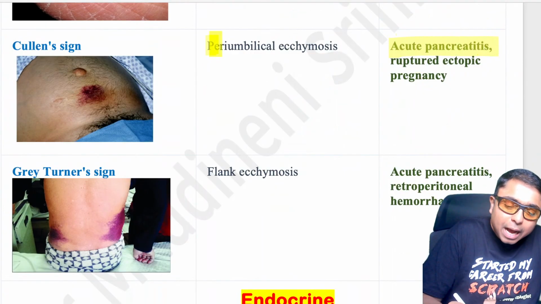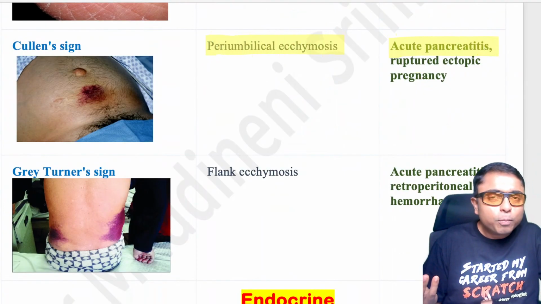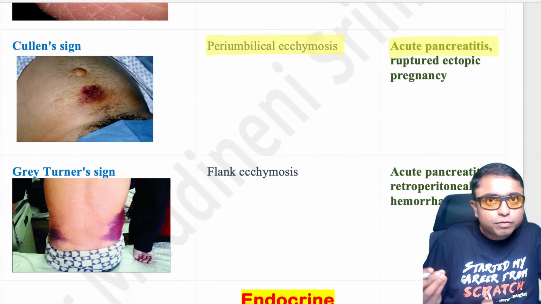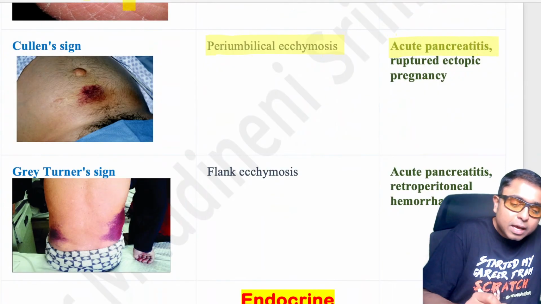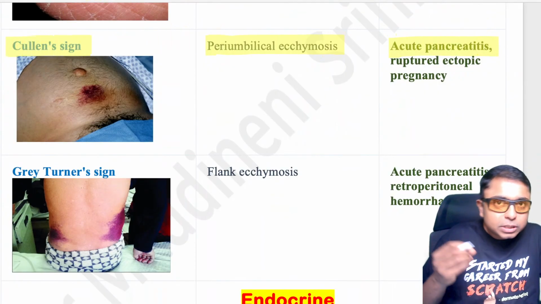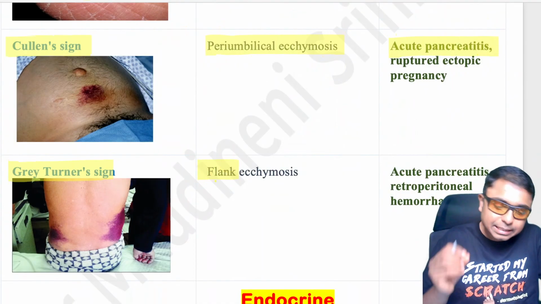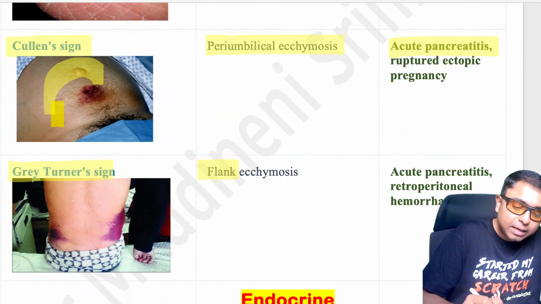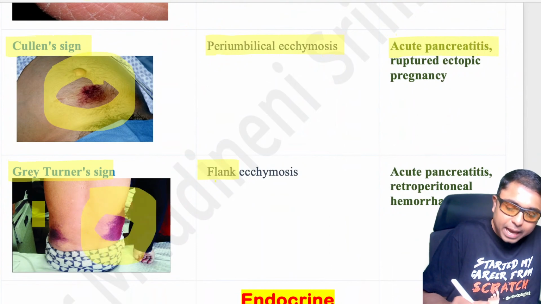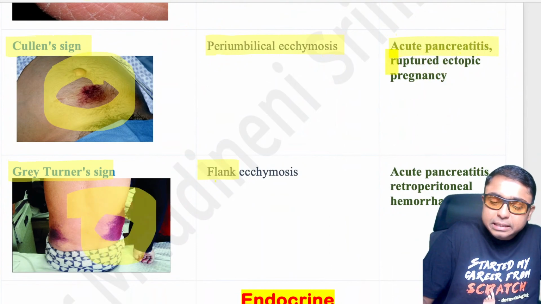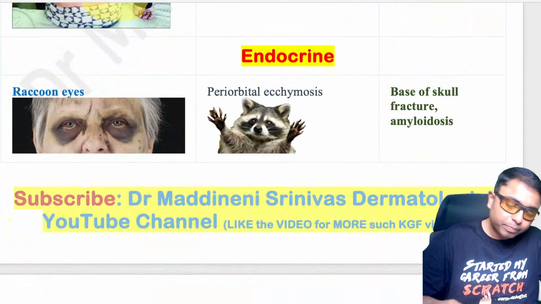So the peri-umbilical ecchymosis, I hope all of you know, petechiae, purpura, ecchymosis, basically RBC extravasation from the blood vessels into the skin. So peri-umbilical ecchymosis is Cullen's sign, and flank ecchymosis is called Turner's sign. Turner's sign, you are able to see here, peri-umbilical and flank ecchymosis. This can also be seen in ruptured ectopic pregnancy and retroperitoneal hemorrhage also.